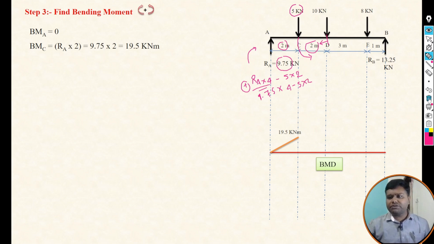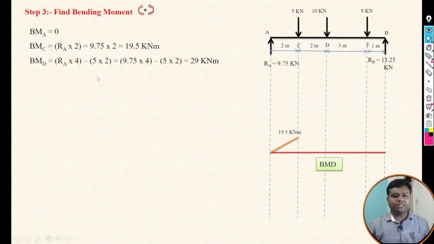So the equation is 9.75 into 4 minus 5 into 2. So let's solve this equation, so we will get the moment at D point. See, moment at D, RA into 4 minus 5 into 2, so it will be 29 kilonewton meters. 29. Then again take moment at E point.